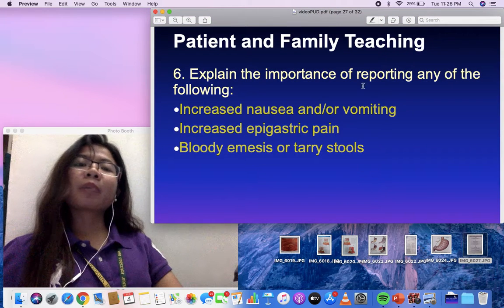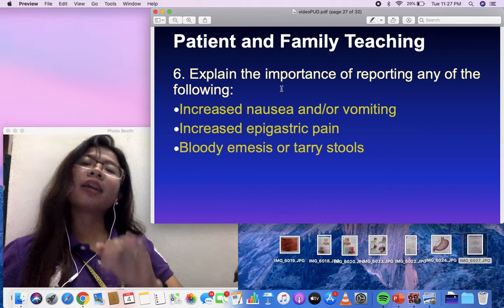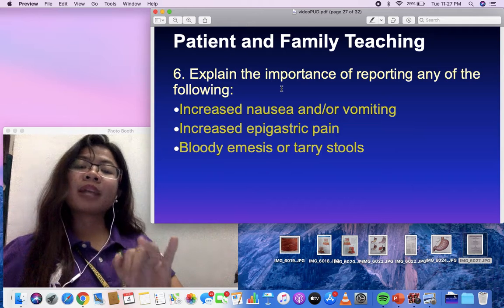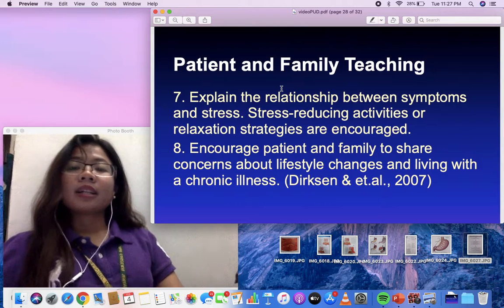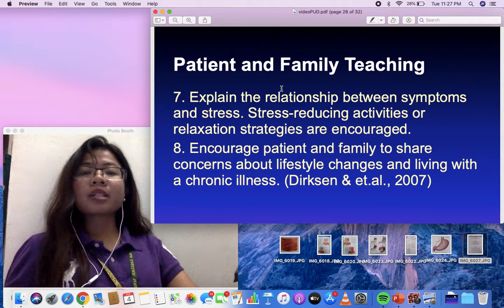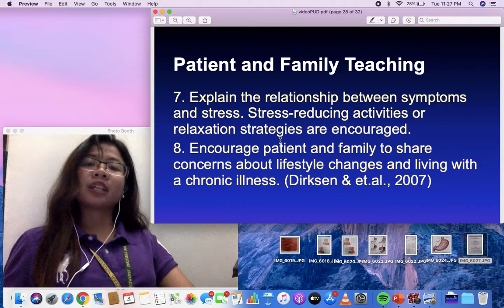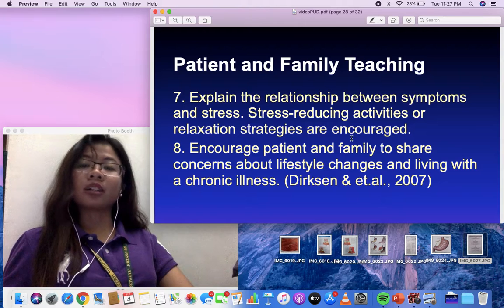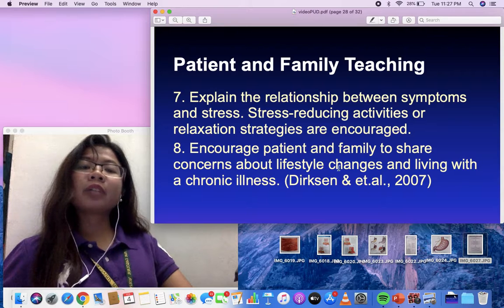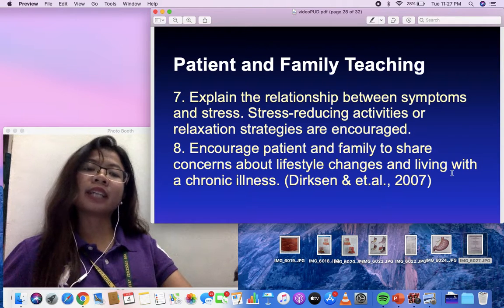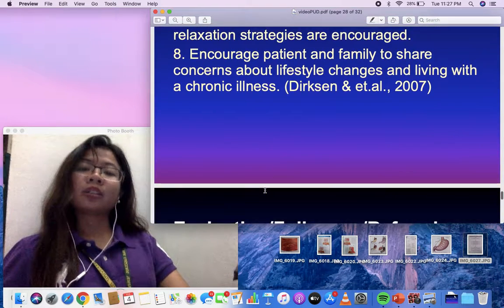Sixth one, explain the importance of reporting any of the following: increased nausea and/or vomiting, increased epigastric pain, bloody emesis or tarry stools. Seventh, explain the relationship between symptoms and stress, because stress-reducing activities or relaxation strategies are encouraged. Then the last one, encourage patient and family to share concerns about lifestyle changes and living with a chronic illness. It's according to Dirksen et al. 2007.